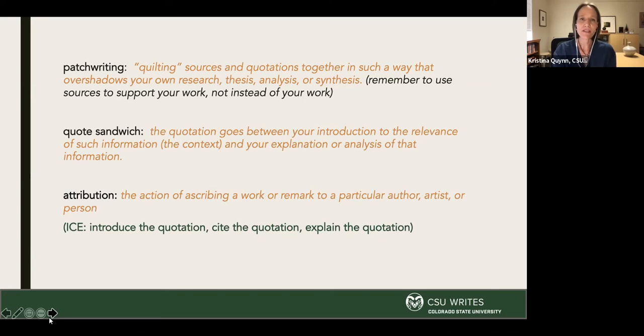And attribution, it's just another way of saying giving credit where credit is due. It's the action of ascribing work or a remark to a particular author or artist or person. You can do the ICE method as well, like a quotation sandwich, which is introduce the quotation, cite the quotation, and then explain the quotation. It's another way of talking about the quote sandwich.